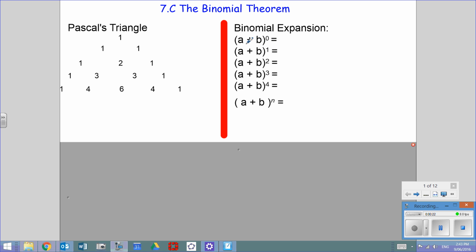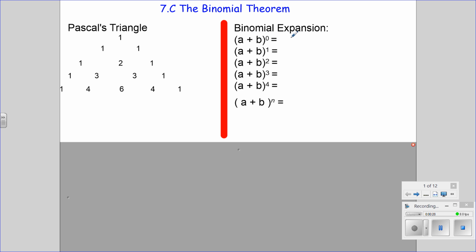So if we have two terms, a binomial, raised to the 0 power, a plus b to the 0, anything to the 0 just gives us 1. If I take a plus b and I raise it to the first power, I'm going to wind up getting 1a, which of course we would just write a, plus 1b. So I'm purposefully writing these ones here so we can see what happens. And then a plus b to the second power, we're going to wind up getting 1a squared plus 2ab, and then plus 1b squared.